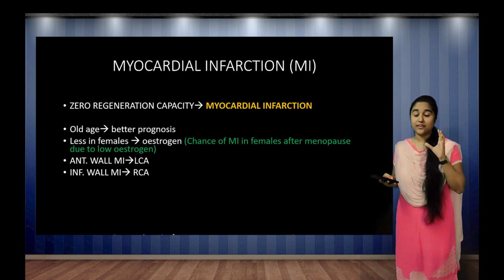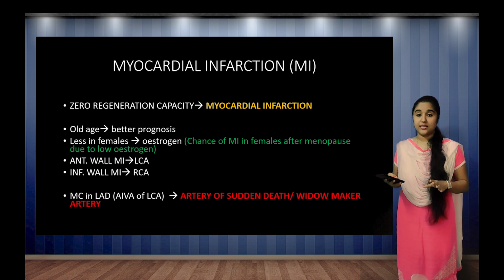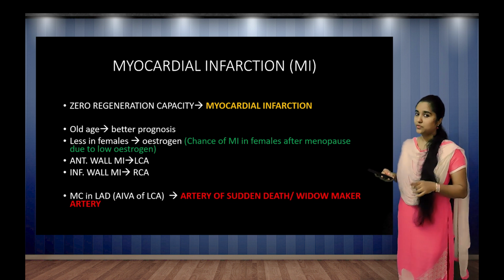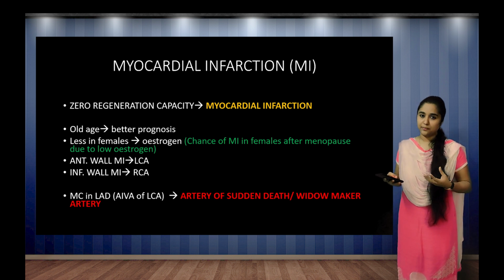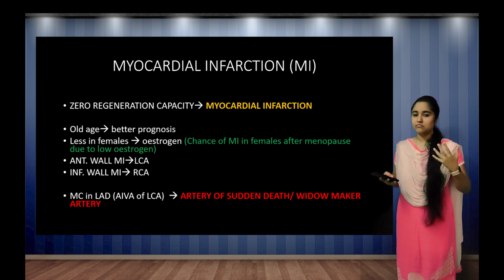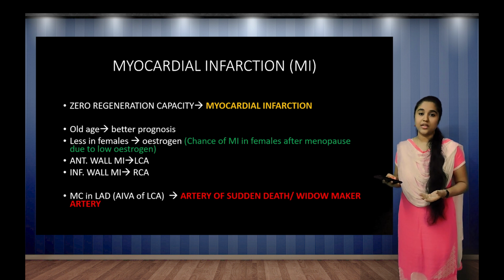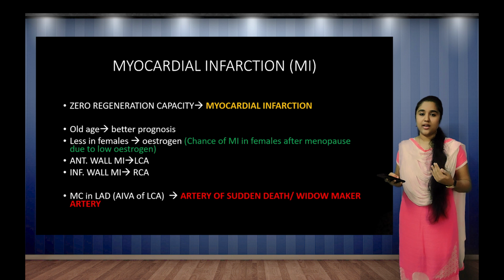Now, which vessel is most commonly obstructed in case of myocardial infarction? The most commonly affected blood vessel is the anterior interventricular artery, which is a branch of the left coronary artery, also known as the left anterior descending artery. Since it occurs more commonly in men and causes death in men, it is also referred to as the artery of sudden death or widowmaker artery.